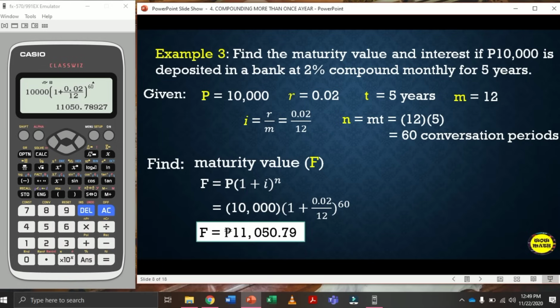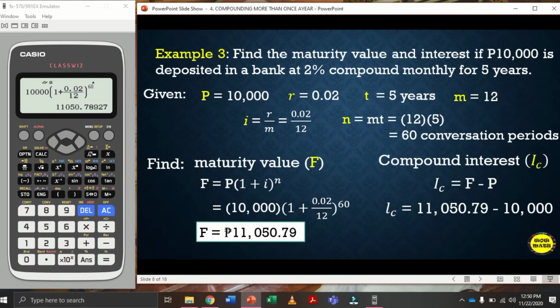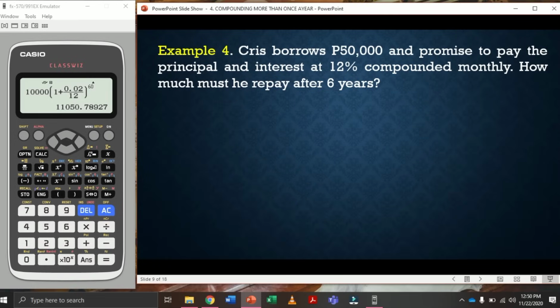Now, to compute the compound interest, kagaya ng ginawa kanina, minus lang natin yung future value minus present value. So yung future value natin is 11,050.79 minus 10,000. The answer is 1,050.79. Okay? So I hope malinaw sa inyo how to compute the future value and the compound interest kapag yun ang hinahanap.